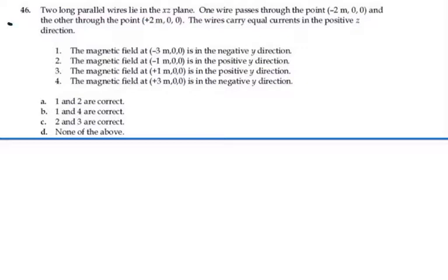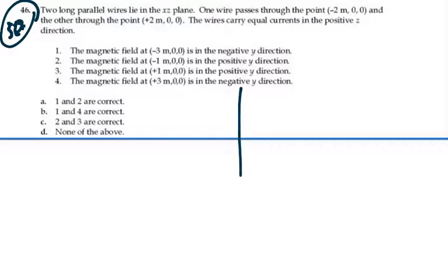Here's problem 3046. Two long parallel wires lie in the xz plane. One wire passes through the point -2, 0, 0, and the other through the point +2, 0, 0. The wires carry equal currents in the positive z direction.